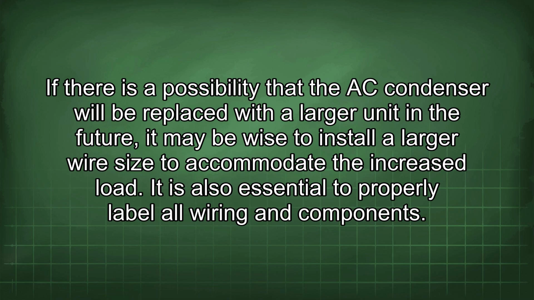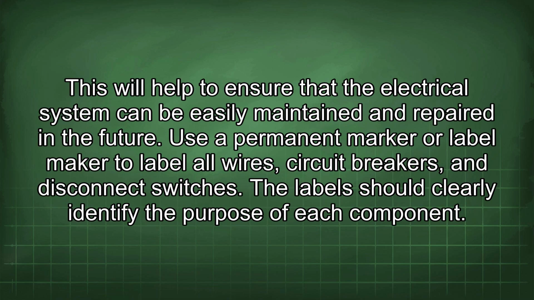It is also essential to properly label all wiring and components. This will help to ensure that the electrical system can be easily maintained and repaired in the future. Use a permanent marker or label maker to label all wires, circuit breakers, and disconnect switches. The label should clearly identify the purpose of each component.